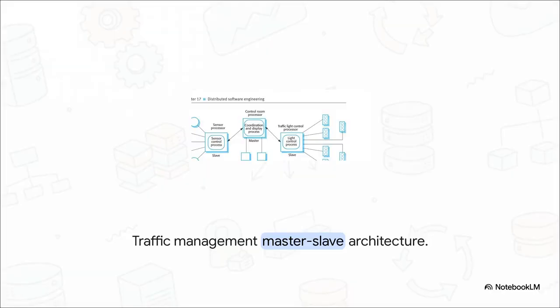Imagine a traffic management system. It's the perfect way to visualize this boss-worker relationship. Right in the center, you have a master control room that coordinates the entire operation. It sends commands out to the slave processes. On one side, you might have a sensor processor, acting as a slave, gathering data from traffic cameras. On the other side, another slave process directly controls the actual red, yellow, and green traffic lights. The master just ensures they all work together in perfect harmony so we don't end up with total traffic chaos.